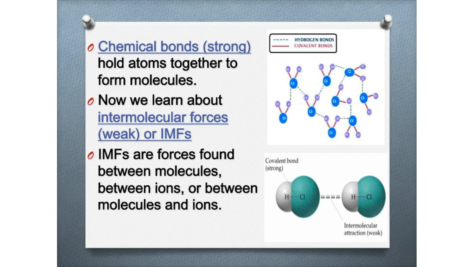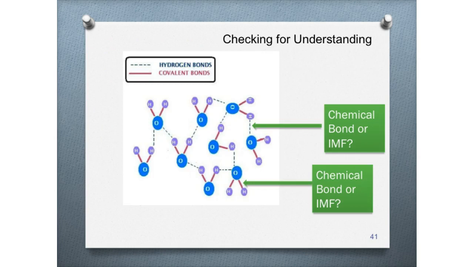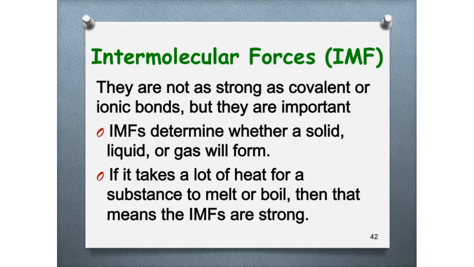These water molecules right here and these hydrochloric molecules right here. But we also talked about this, where I told you that these little dashes represent attractions, and the bonds connect individual atoms within the molecule. So make sure you know the difference. Intermolecular forces are not as strong as ionic and covalent bonds, but they are very important. Intermolecular forces do determine whether something will form a solid, a liquid, or a gas.